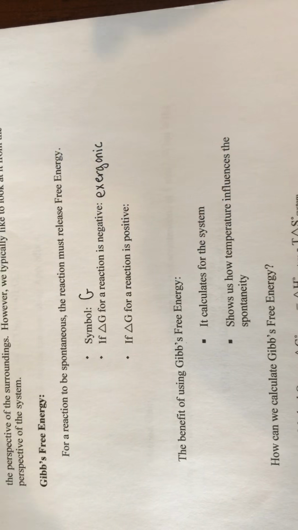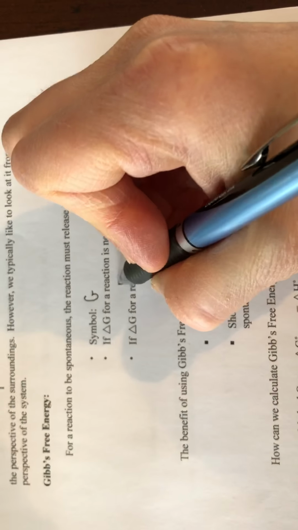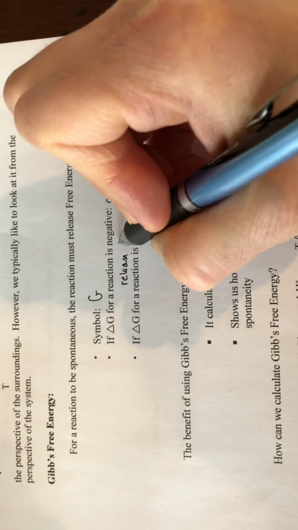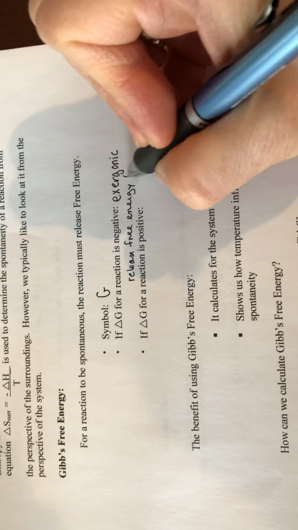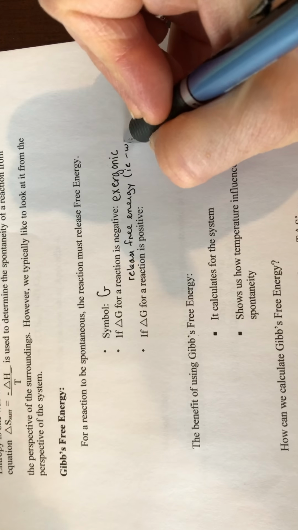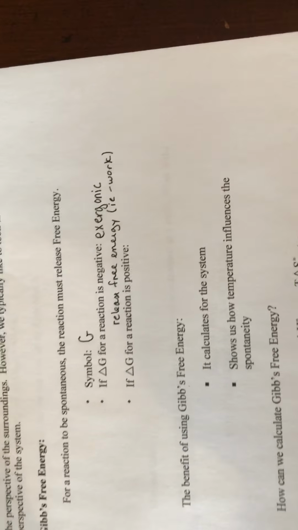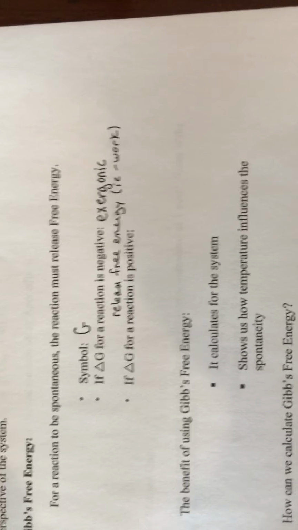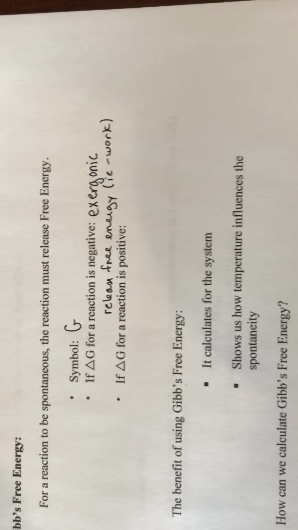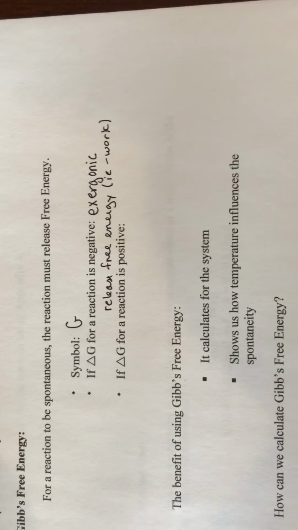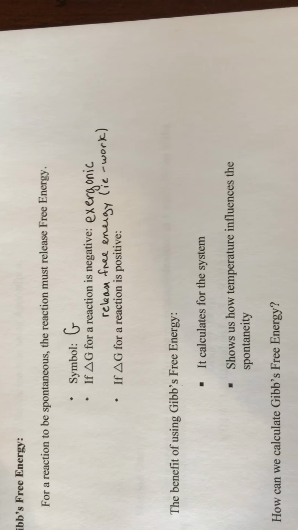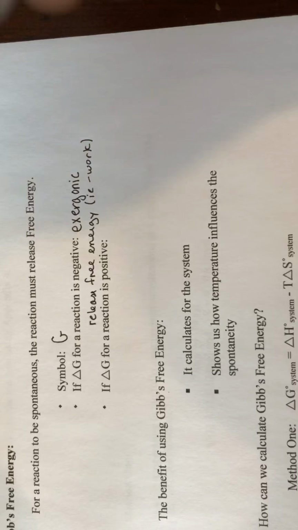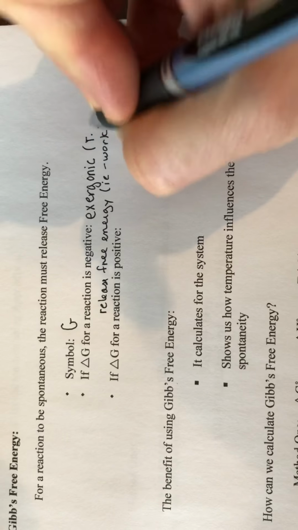meaning it releases free energy. So this is going to release free energy. In other words, it's going to do work. It can do work for us. Just like your phone, as we mentioned in class again, when your phone's operating, your phone's turned on, it's doing work for you. If the delta G for a reaction is positive, oh, by the way, an exergonic reaction is also thermodynamically favorable, so we'll put TF next to that.